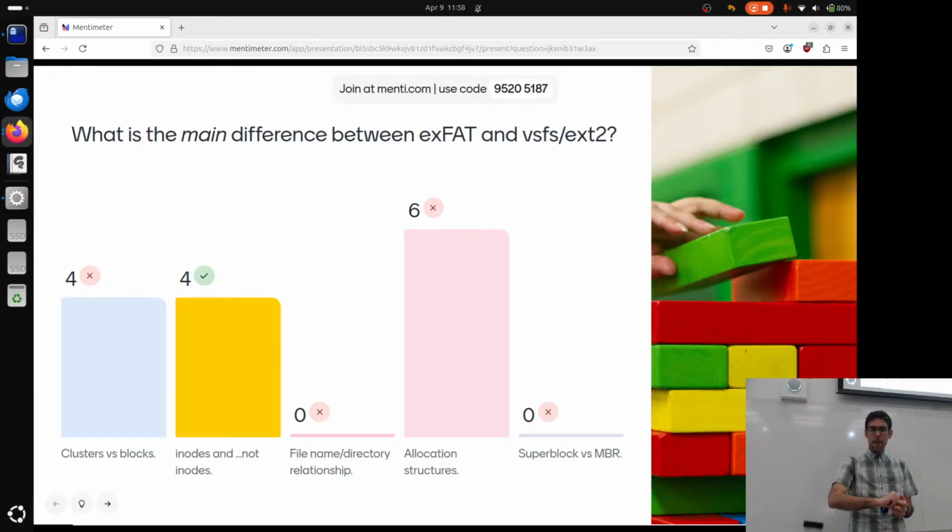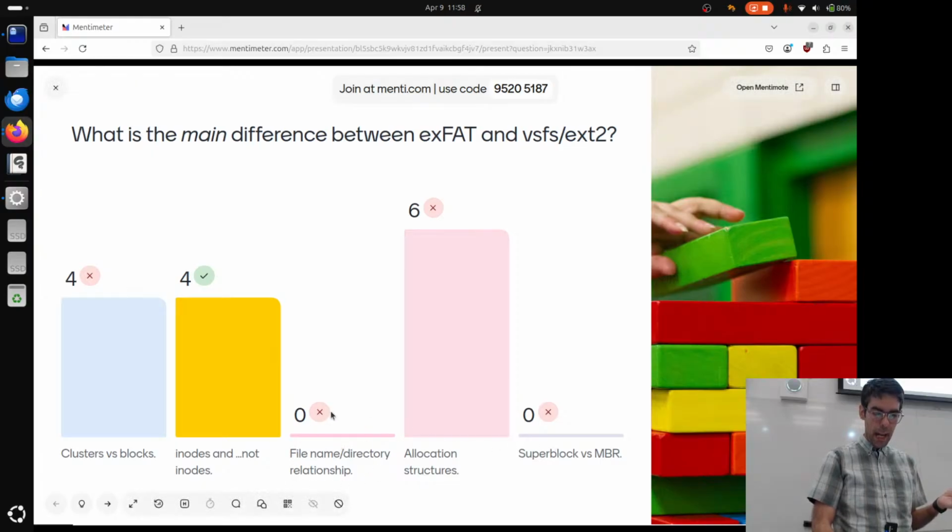Allocation structures, VSFS and EXT, I'll come to you in a second. VSFS and EXT2 both have this allocation structure for inodes and data blocks as bitmaps. EXFAT also has a bitmap for clusters that represents which clusters are free and not free. Superblock versus MBR, nobody picked that, but this is a superficial difference to me. These are effectively the same thing. These are places where there's metadata about the file system.